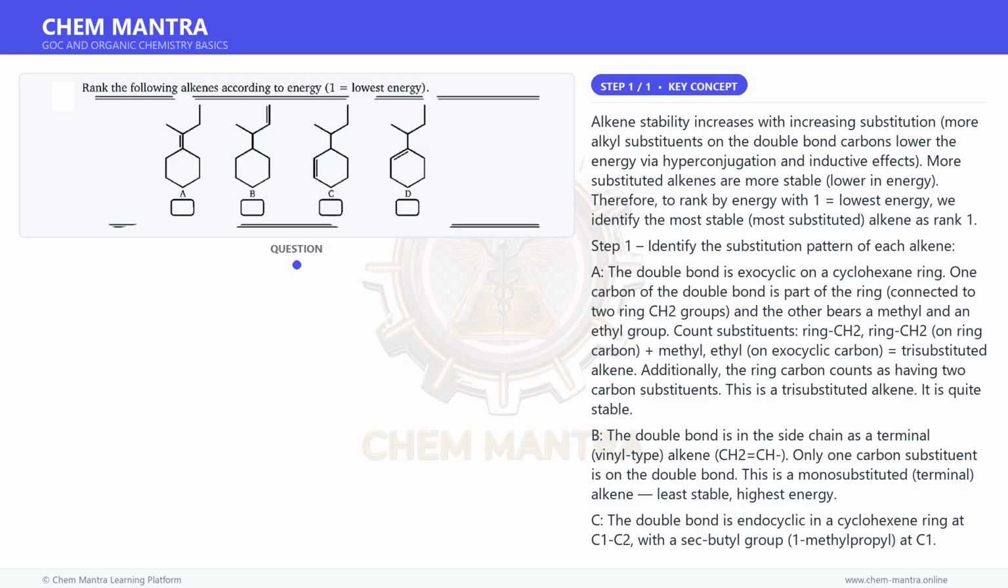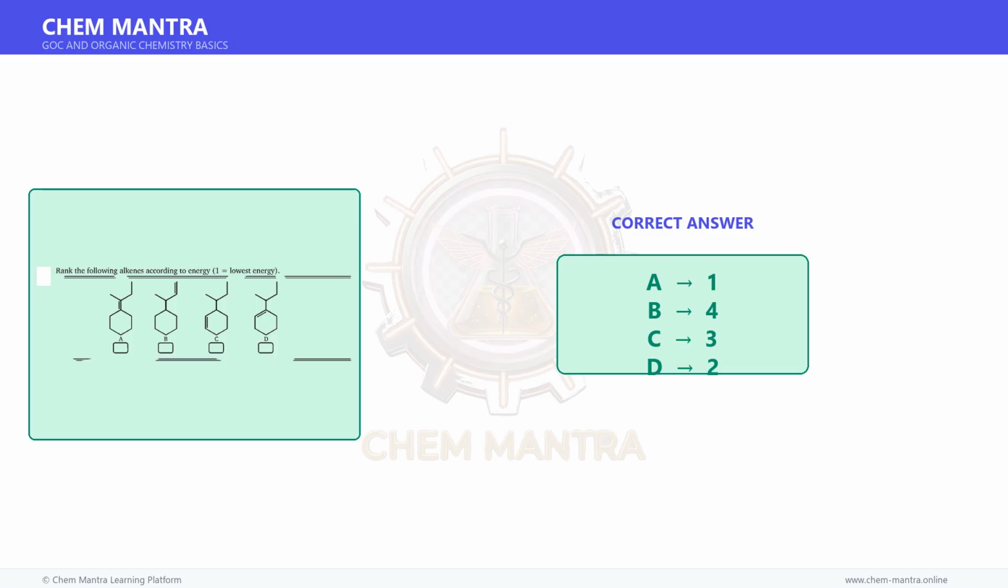Therefore, the correct answer is A1, B4, C3, D2. Therefore, the correct matching is A matches 1, B matches 4, C matches 3, D matches 2.